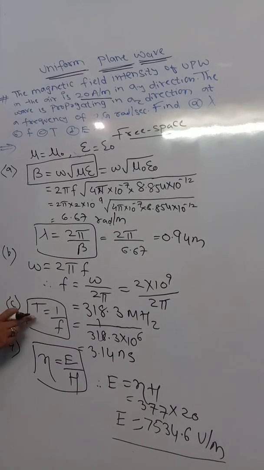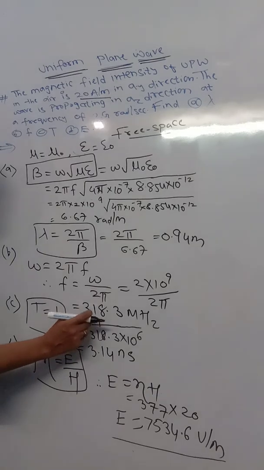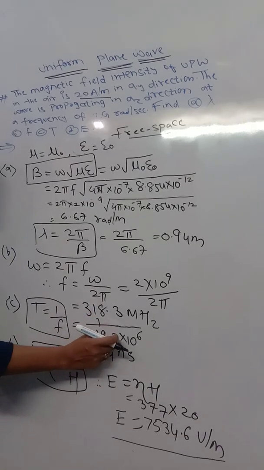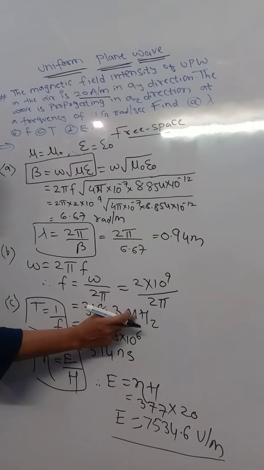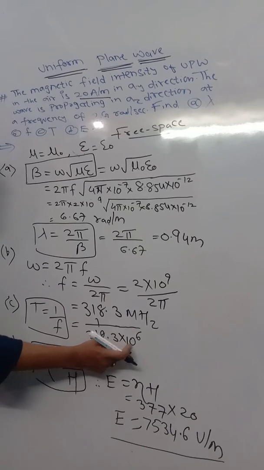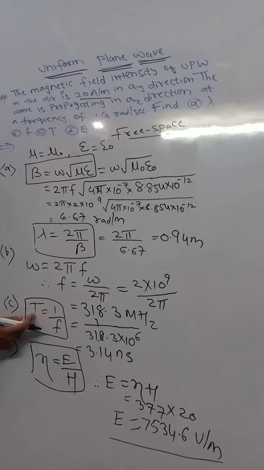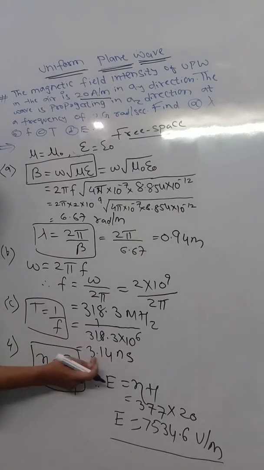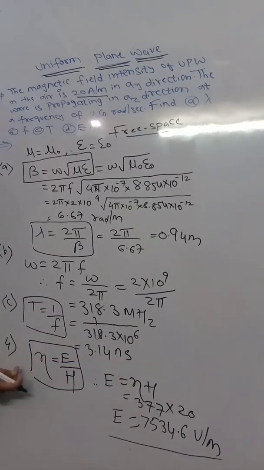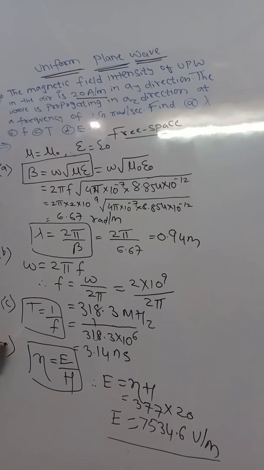Now third, that is the C part. You can calculate the time period T, which will be equal to 1 by f. So 1 by 318.3, that is in megahertz, so I have taken 10 to the power 6 because of the mega. In this way you will be able to find the time period in nanoseconds, 3.14 nanoseconds.